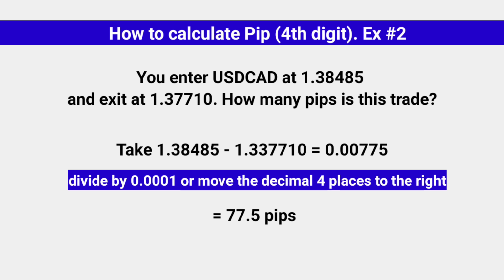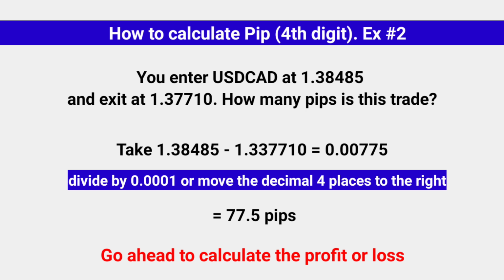0.0775. Now it's for us to choose the best method that we want to use, either by dividing by 0.0001 because the PIP is the fourth digit after the decimal, or moving the decimal 4 places to the right. When we do that, we're going to have 77.5 pips. See how easy it is. So you can go ahead and calculate the profit or loss for this particular trade.